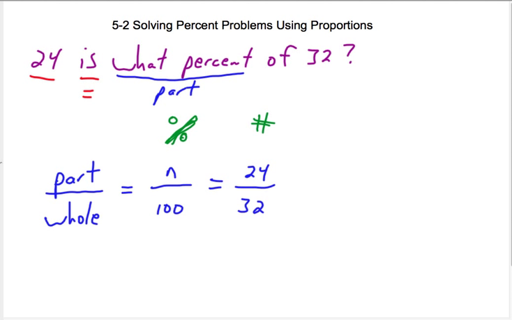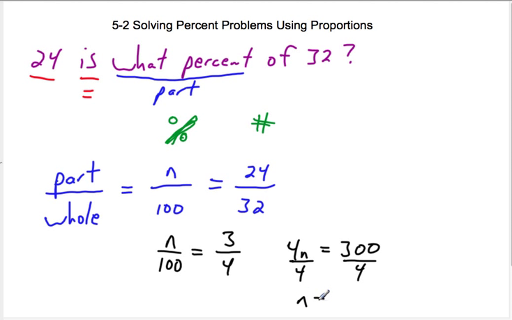However, before I do cross products, I like to reduce as much as possible. So I'm going to change this 24 over 32 to 12 over 16, 6 over 8, 3 over 4. That's really going to make our calculation a lot easier. So now I can do cross products. So 4n is going to equal 300. If I divide both sides by 4, I get n equals 75.